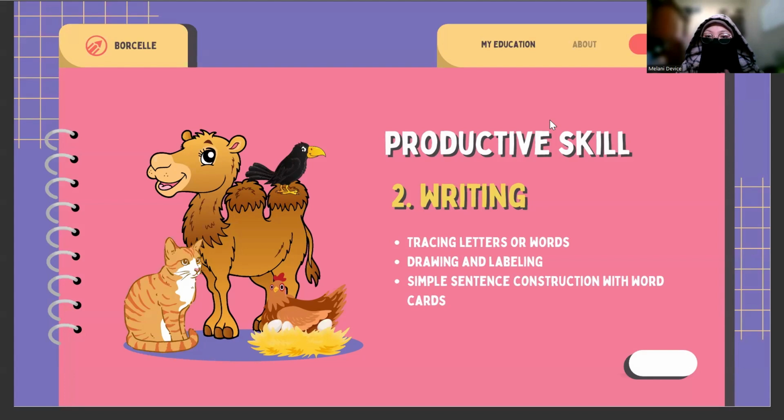And the last one is writing, right? It can be tracing letters or words, and drawing and labeling, so it can be more fun and not boring for the students who already know about writing, with simple materials. Also simple sentence construction with word cards, because we can teach grammar in a fun way, like using flashcards and constructing the right sentence structures.